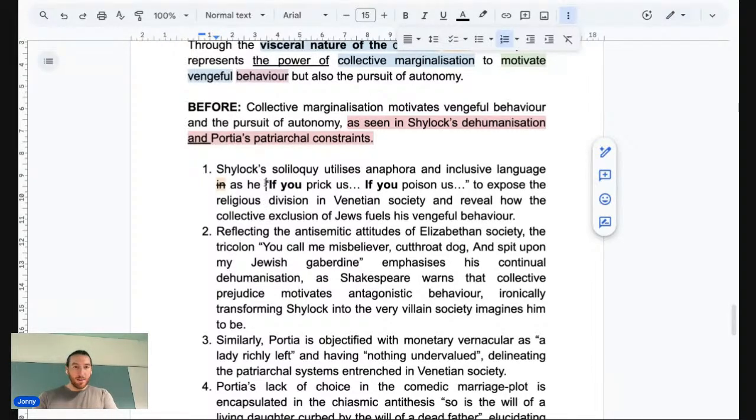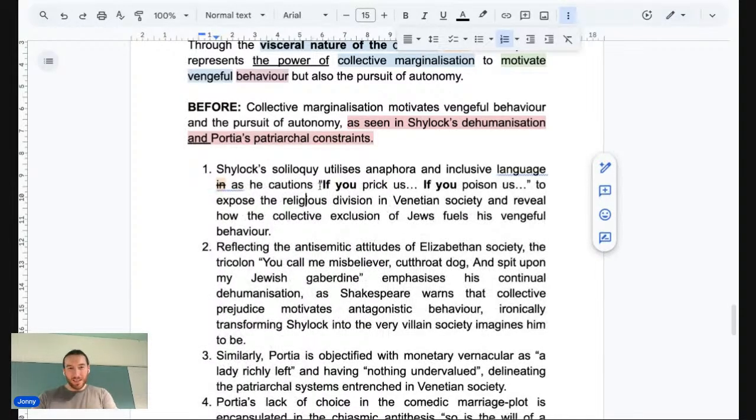Shylock's soliloquy utilizes anaphora and inclusive language as he asserts, or as he cautions, if you poison us. Just thinking, as he cautions, sounds like he's cautioning here. If you prick us, if you poison us. As he cautions that if you prick us, if you poison us. Yeah, it doesn't really finish the sentence, but as he or when he asserts that if you. So yeah, work on the transition into the quote if you can.